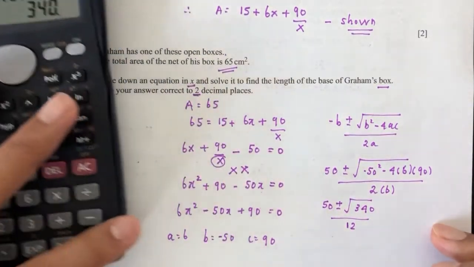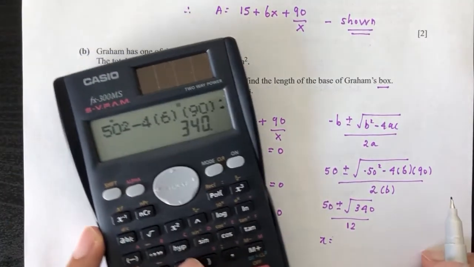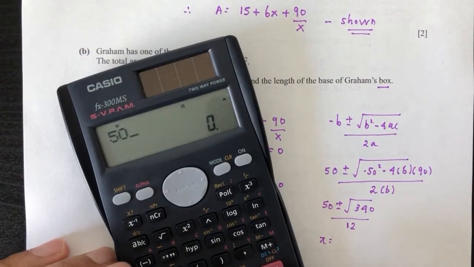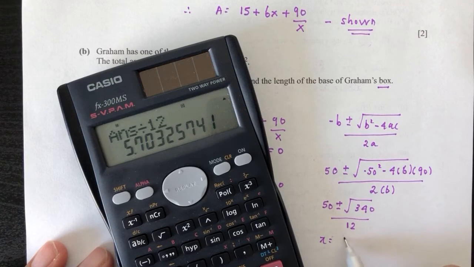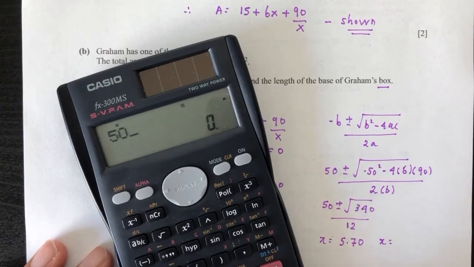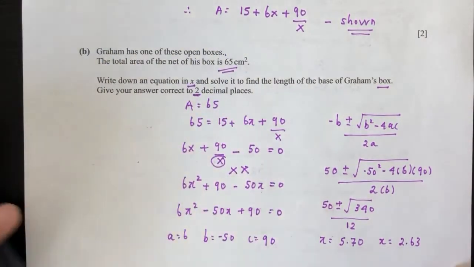So let's find out. Now x can be two values. The first one is 50 plus the square root of 340, divided by 12. That's the first value, which is 5.70. Or x can be 50 minus the square root of 340, divided by 12. That will be 2.63. So we have two answers.